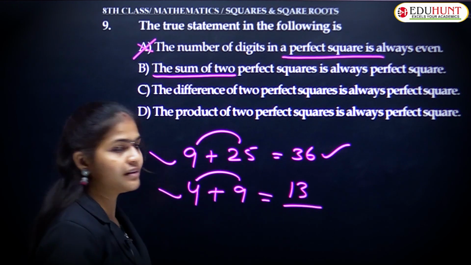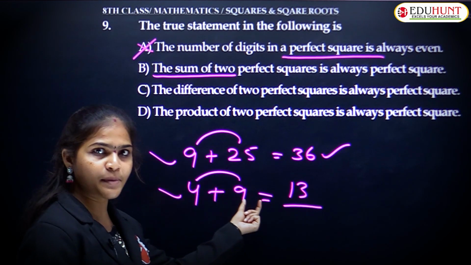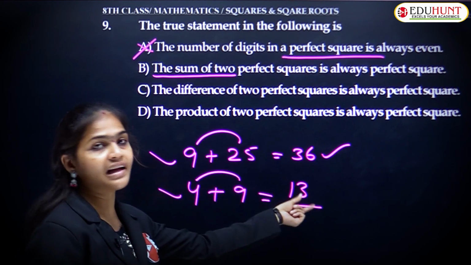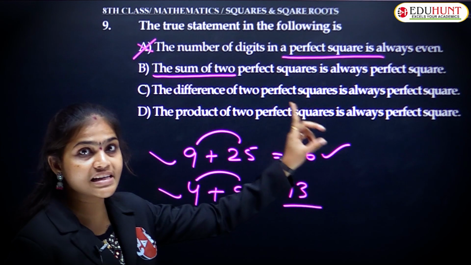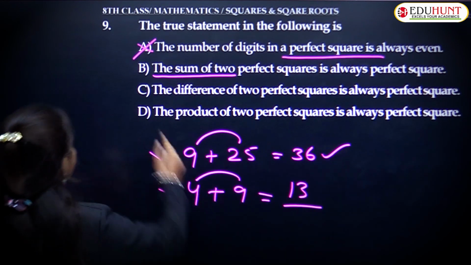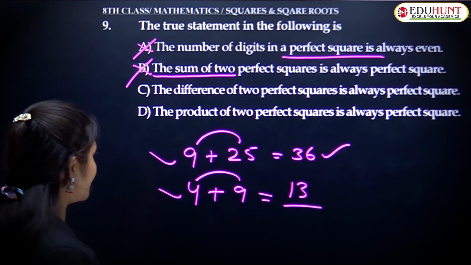But come to this one. Here that is the wrong statement. Here 4 is a perfect square, 9 is a perfect square, so its sum is 13. That is not a perfect square. Okay. Here also they have given that it is always a perfect square. So that's why this is also a wrong statement.